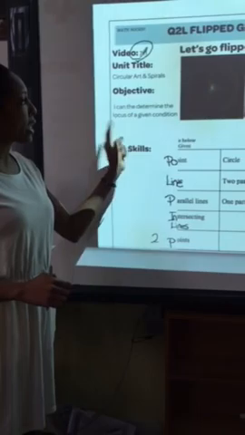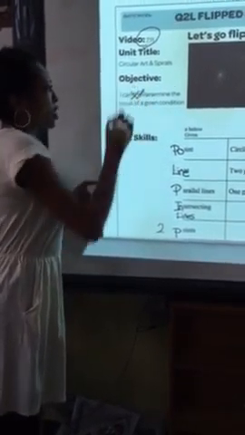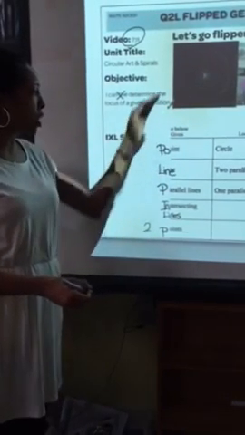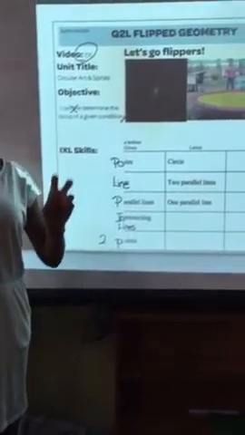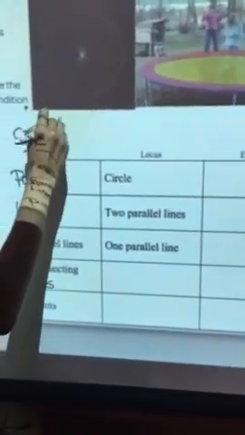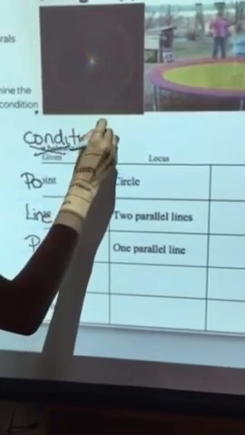The unit title is Circular Arcs and Spirals. The objective is I can determine the locus of a given condition. This chart is not going to be new to you because we've done this before. The conditions are here, so you're going to write the word conditions. I'm making the chart, you're making the chart.